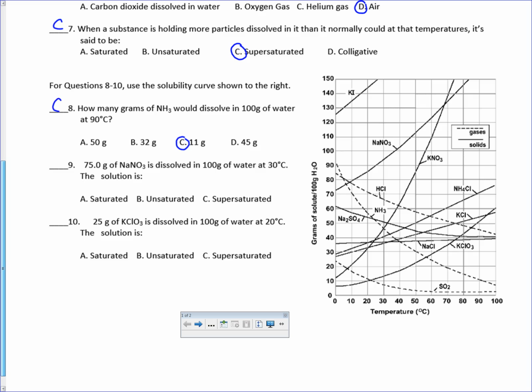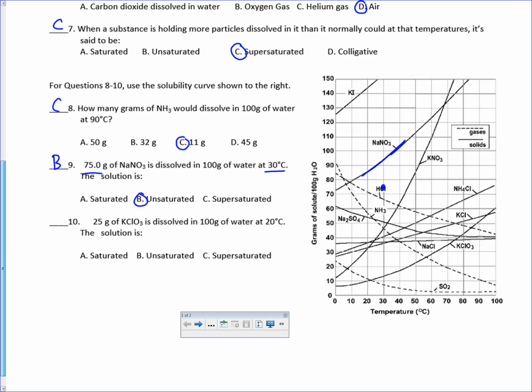For number 9, it says 75 grams of NaNO3 is dissolved in 100 grams of water at 30 degrees Celsius. The solution is, so this one we're looking up 75 grams and 30 degrees Celsius. Those are the important parts. So we find 75 grams, 30 degrees Celsius. That's right here approximately. This dot is below the line for NaNO3. If you find the line for NaNO3, it's up here. So since it's below the line, that means it is unsaturated.